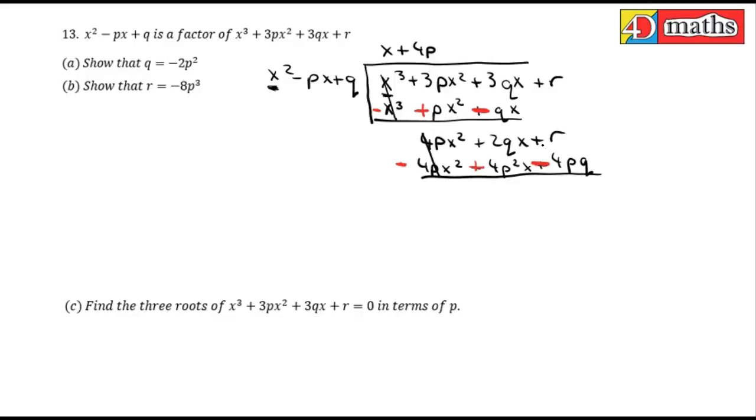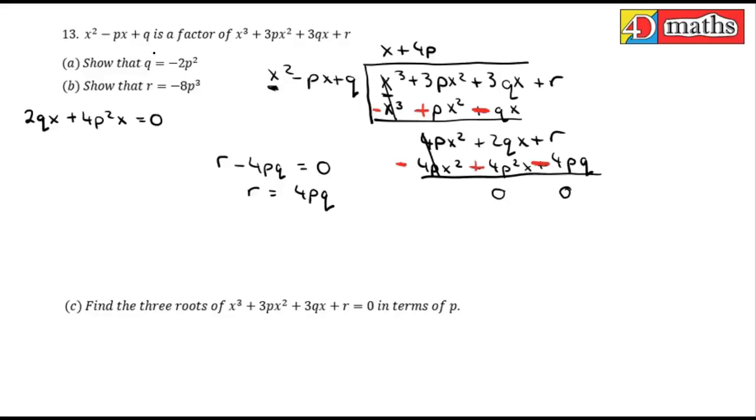Now, what are we expecting to happen here? Well, if we add these two together, we should get an answer of 0. And if we add these two together, we should get an answer of 0. So I'm going to write them out over here. So if you get 2qx plus 4p squared x, we should get an answer of 0. And r minus 4pq, we should also get 0. So what's r equal to? r is equal to 4pq.